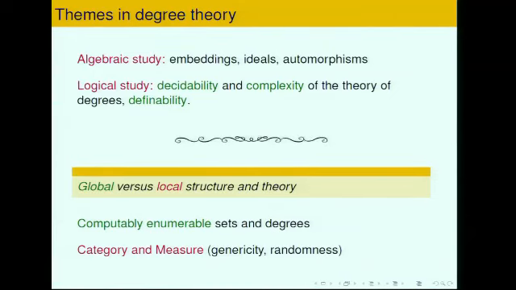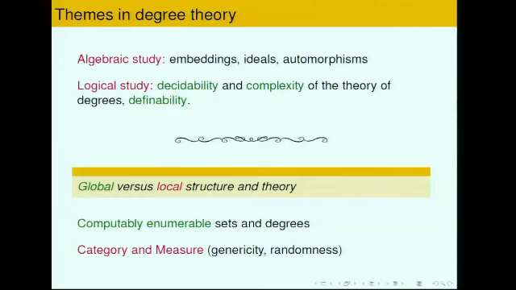So the traditional themes in degree theories are the following: the algebraic study, the study of the structure as an upper semilattice. I said that there is a supremum always. The embeddings of lattices, for example, the study of ideals, automorphisms, and the logical study: look at decidability, in particular undecidability and decidability of theories and fragments of theories, and definability.